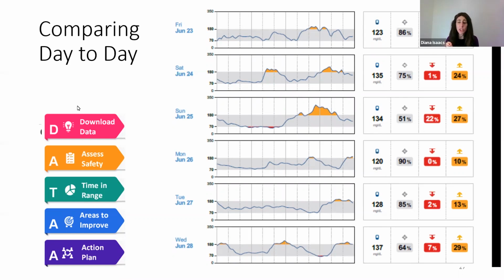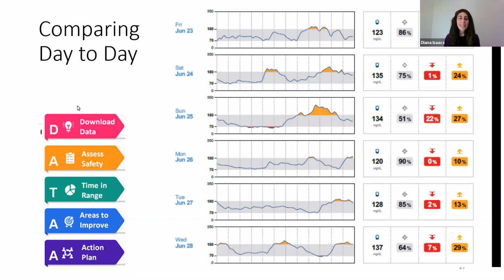So in this image here, if you look at Monday, June 26th, 90% time in range. So I'd say, let's have a discussion about that. What did you eat for breakfast? What did you eat for lunch? What kind of physical activity did you get that day? What was going on? Did you have any stressors? And let's work to do more of that, because being 90% in range is awesome.